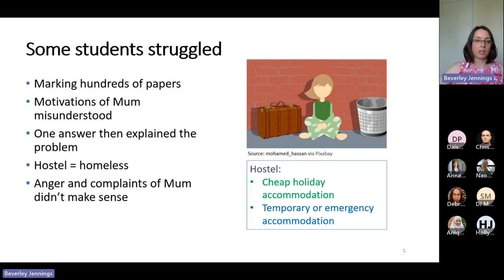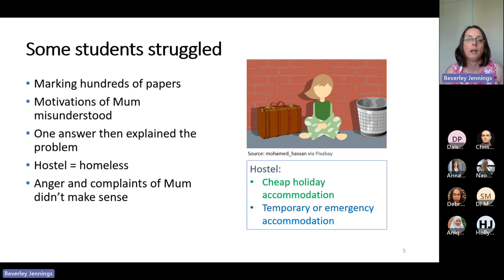And I was sitting marking hundreds and hundreds of papers on my screen as an examiner. And a really large number of students were really struggling to show that they understood the motivations of the mum and why the mum was complaining. And it was really difficult to understand why they were confused with this. It seemed quite simple to me that the mum would arrive and would be unhappy if the hostel wasn't providing good accommodation.